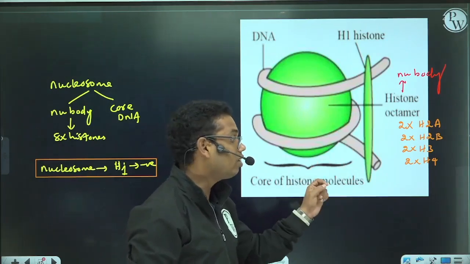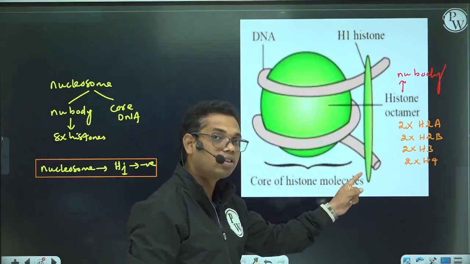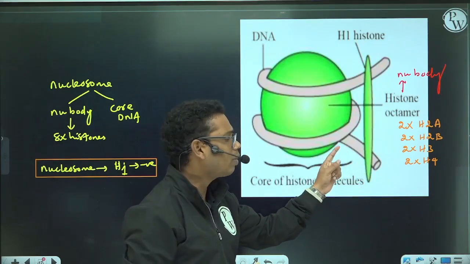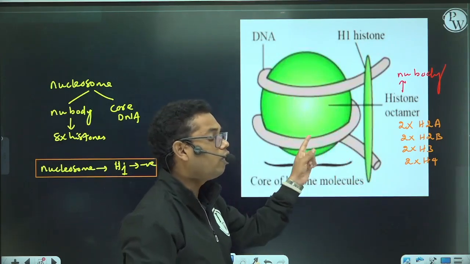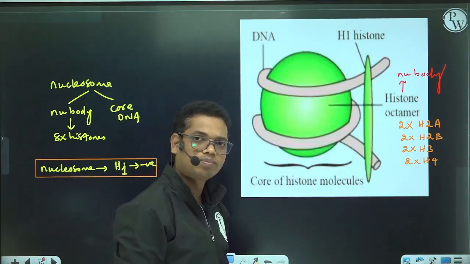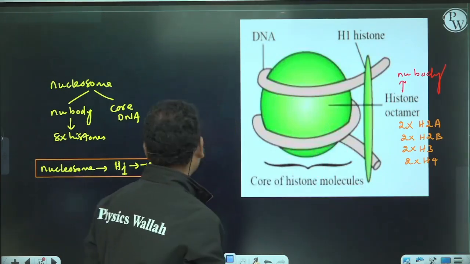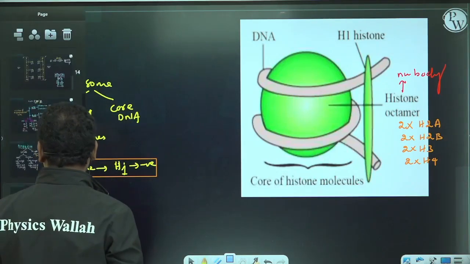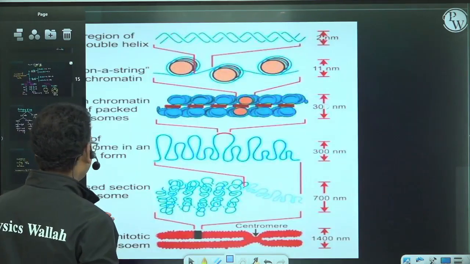Okay, but still in this diagram, this structure is present. H1 is present because in the absence of H1, this DNA will not remain attached with this core histone. That is why it has to be present. Clear? Good. Now, what about the packaging?